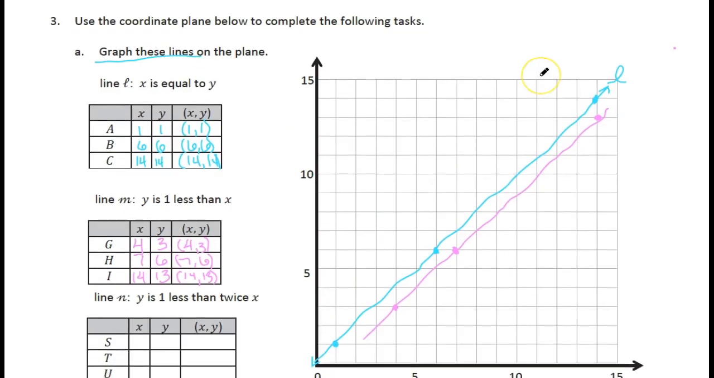Whoa! Messed up. I pushed the little button on my pen. That's what happened. Those look pretty parallel to me, so these ones are identical to each other. These ones are only 1 apart. These look like they're also 1 apart, don't they?